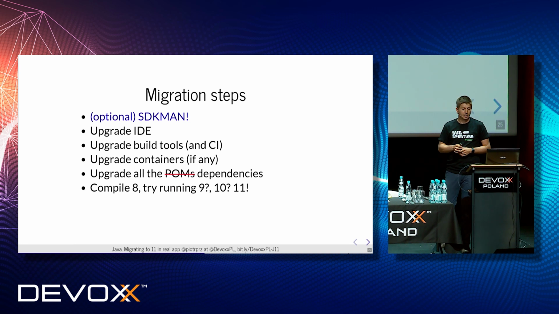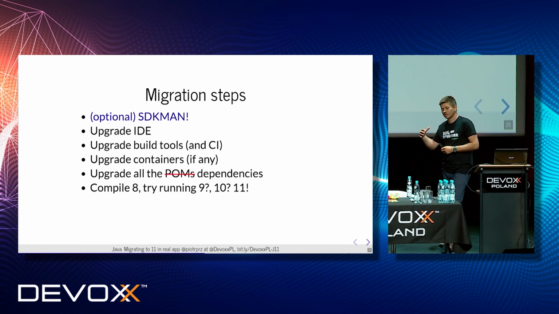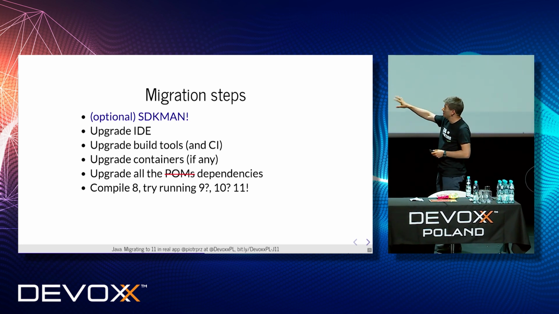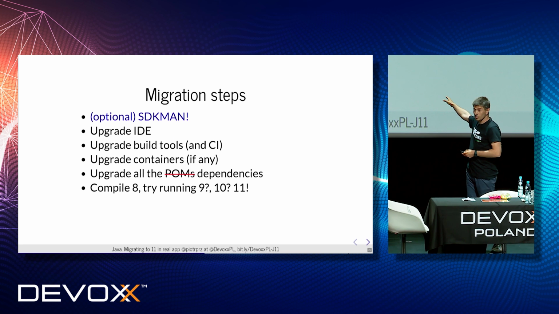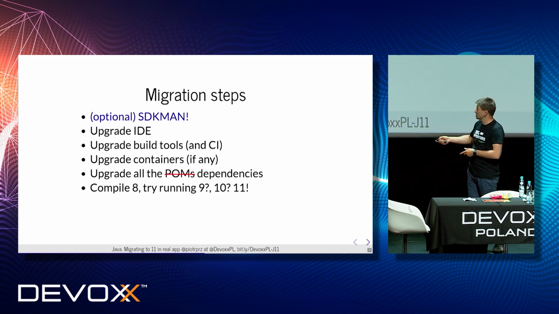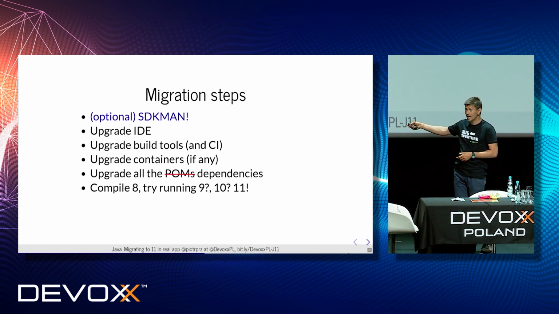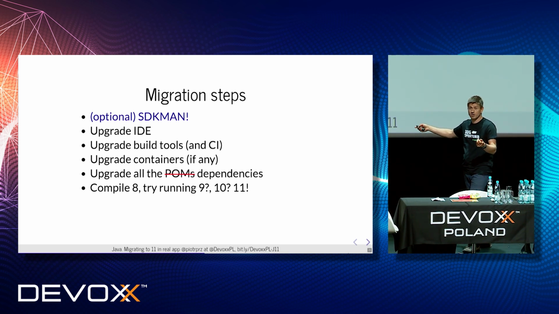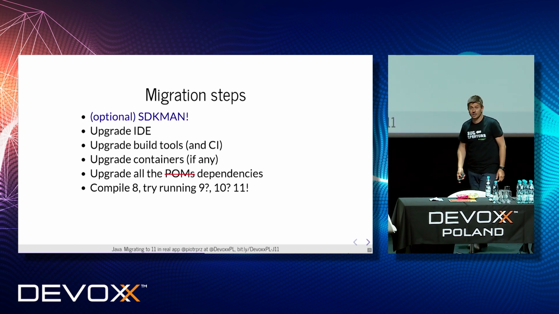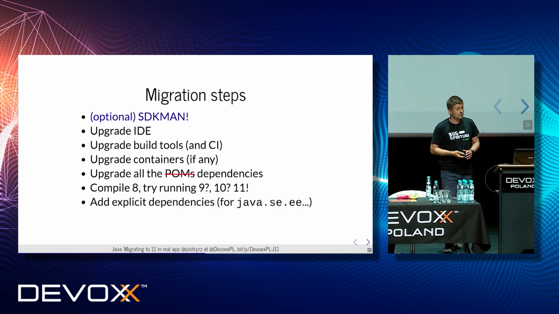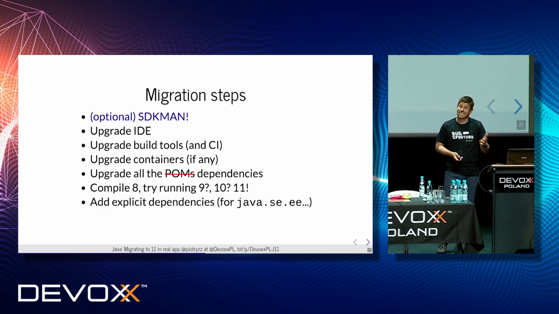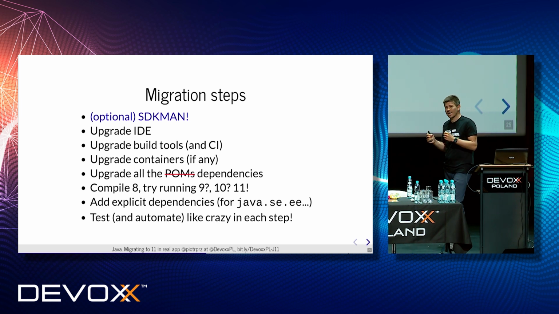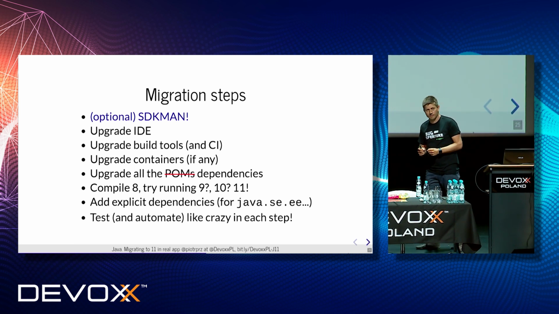And then, while we still compile with target version 8, we should try running it on a JVM, maybe 9, maybe 10, it depends, but always on version 11. I mean, this is the target version and the source version, and we try running it using 11. Sometimes when you have these SOAP stories, web service stories, it might be worth running 9 and 10. And for this decoupled stuff like Java EE, we should add explicit dependencies. And this is a very important step.